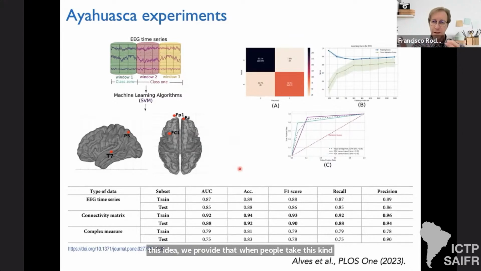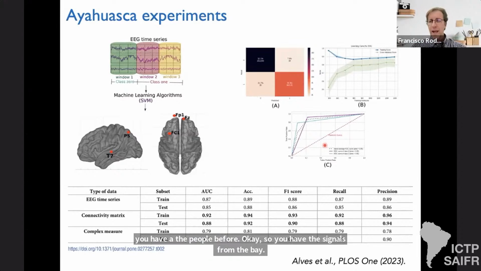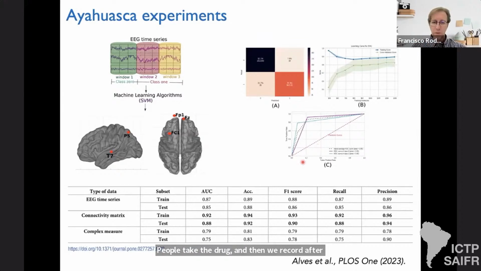Okay, so the function of the brain will change, and you can capture this change by using this same idea. So you have the signals from the brain of people before, people take the drug, and then we record after, and verify that the brain will change. Okay, so you verify that you can classify very well how this brain is changing.